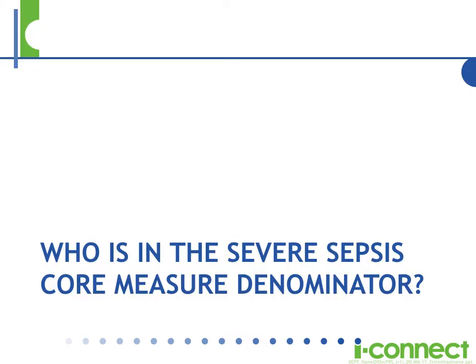Okay, so we've talked about the definitions of SIRS, sepsis, severe sepsis, and septic shock. Let's talk more specifically now about the severe sepsis / septic shock core measure. First of all, we're going to talk about who's included in the denominator reporting and then what is required in order to meet the core measure standard for those patients that we're going to be including.